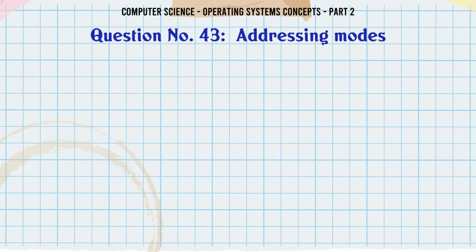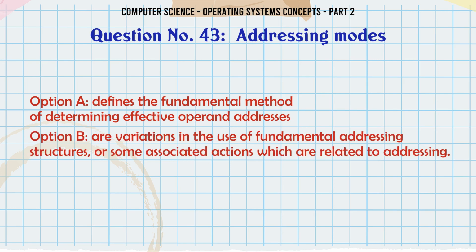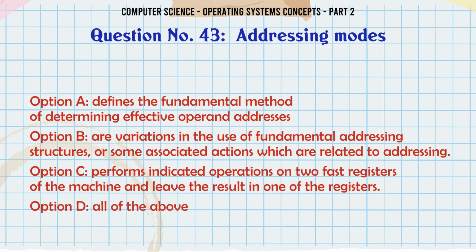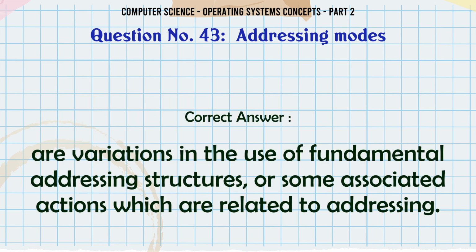Addressing modes. A. Defines the fundamental method of determining effective operand addresses. B. Are variations in the use of fundamental addressing structures or some associated actions which are related to addressing. C. Performs indicated operations on two fast registers of the machine and leaves the result in one of the registers. D. All of the above. The correct answer is are variations in the use of fundamental addressing structures or some associated actions which are related to addressing.